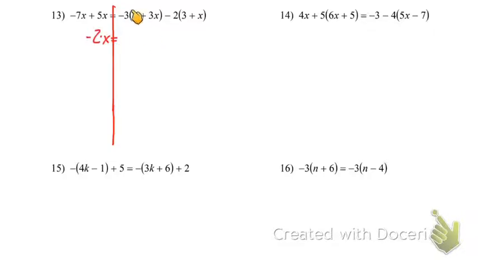On the right side, we got a little work to do. We got to do distributive property here. Okay, so we're going to go negative 3 times 1 and then negative 3 times positive 3x. So it's negative 3 and then negative 9 times x. And then we got distributive property again. Negative 2 times 3 and negative 2 times x.